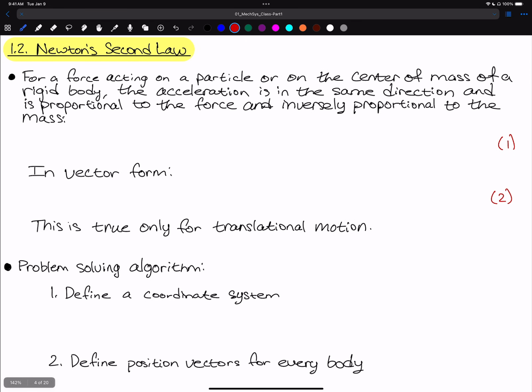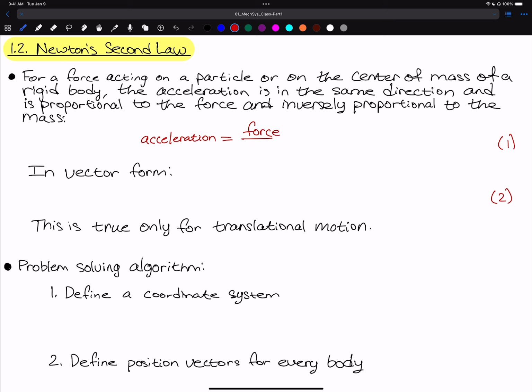Okay, so now considering Newton's second law, for a force acting on a particle or on the center of mass of a rigid body, the acceleration is in the same direction and is proportional to the force and inversely proportional to the mass. So we can write that the acceleration will be equal to the force divided by the mass.